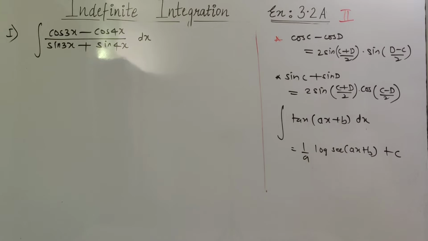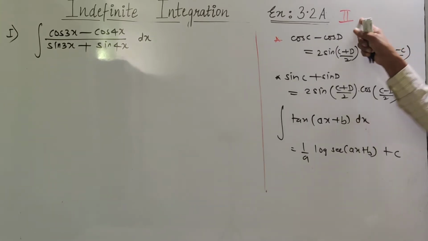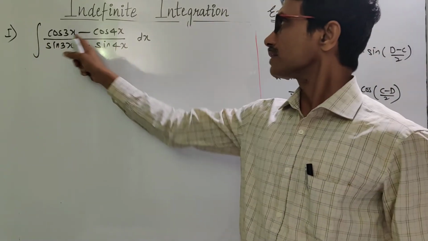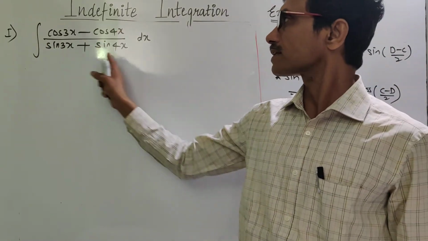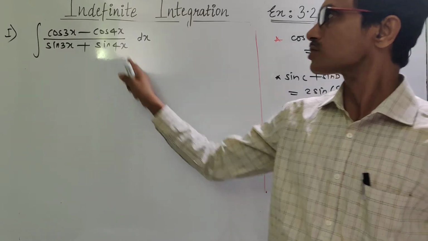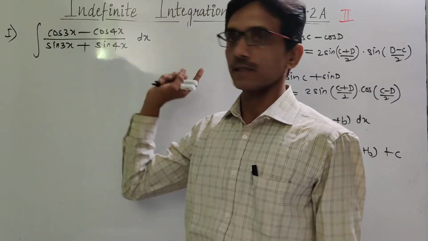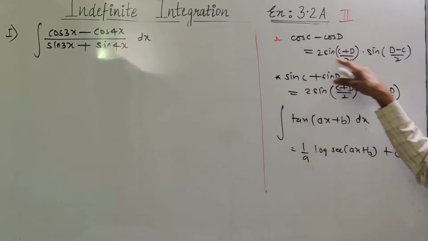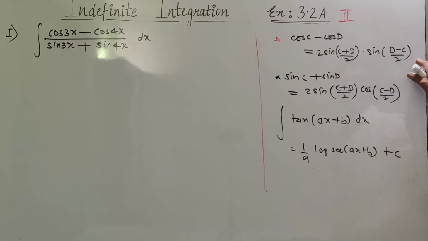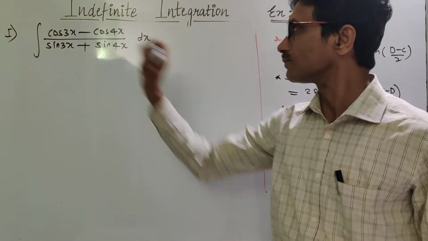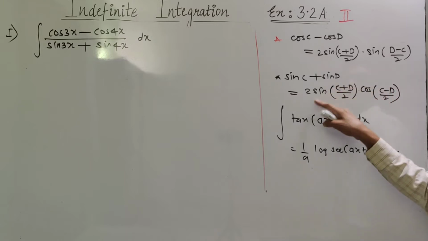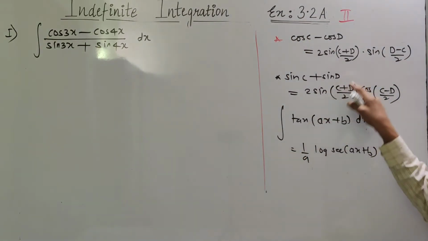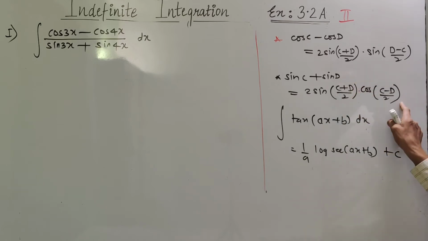We come to the second question of this exercise. The first question we completed. The first sub-question of the second question is cos 3x minus cos 4x upon sin 3x plus sin 4x. How do we solve it? By using trigonometric factorization formulae. What are the formulae? Cos c minus cos d is 2 sin of (c plus d) upon 2 into sin of (d minus c) upon 2, when d is greater than c, and sin c plus sin d is 2 sin of (c plus d) upon 2 into cos of (c minus d) upon 2.